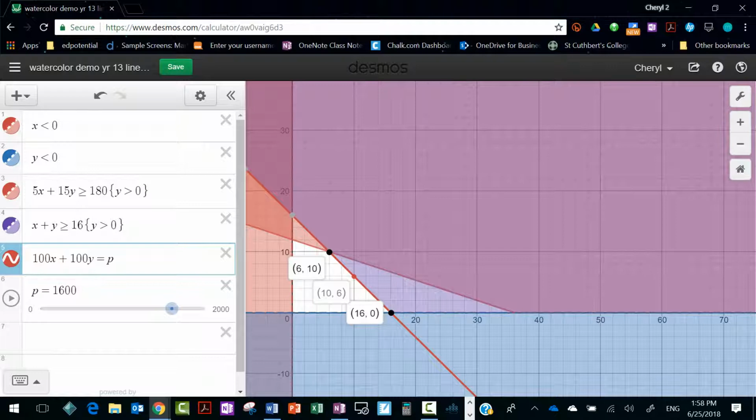Well, 10 and 6 works, and that makes sense. And then you've got to try to find some more whole number values, because you can't have 13 and 3. You can't have 0.1 of a painting. So between these values here, you've got to find some whole number values that work. And that's really the essence of excellence.